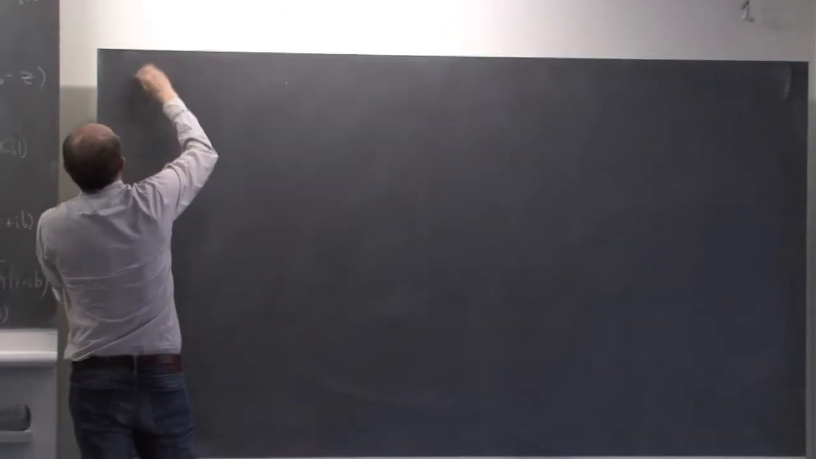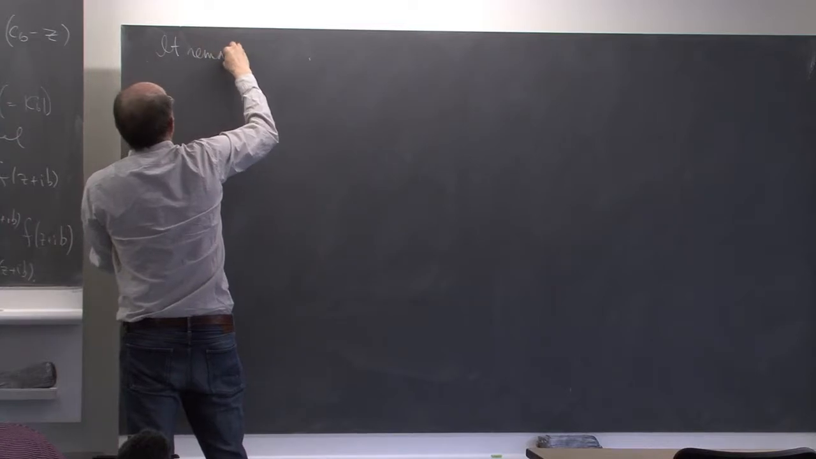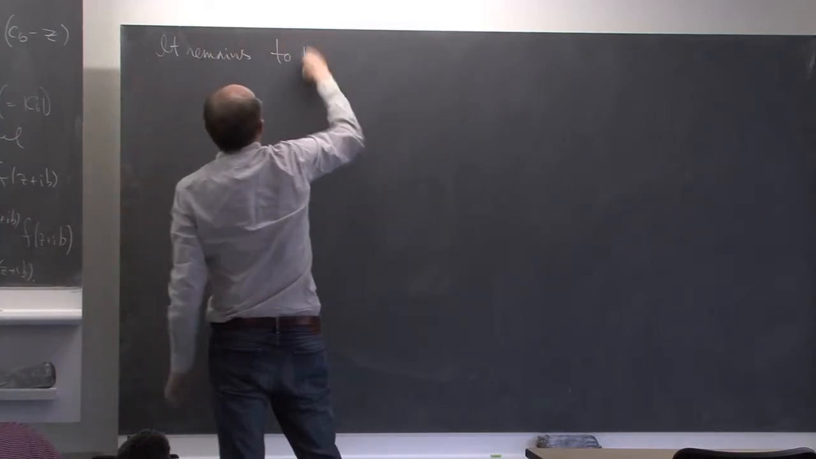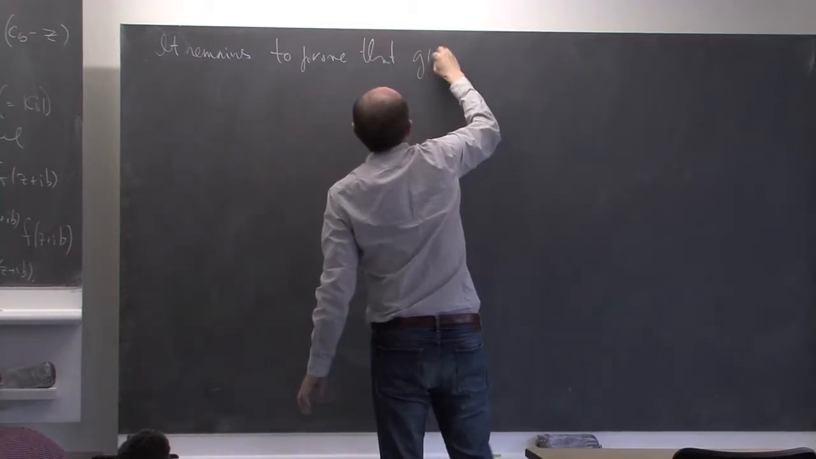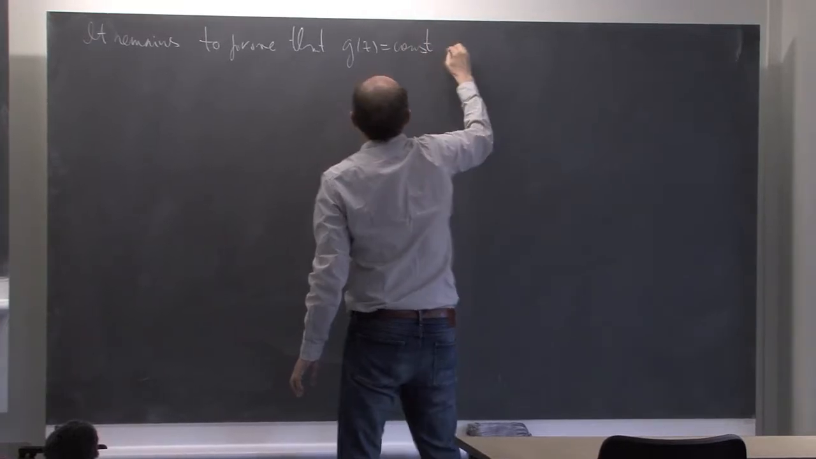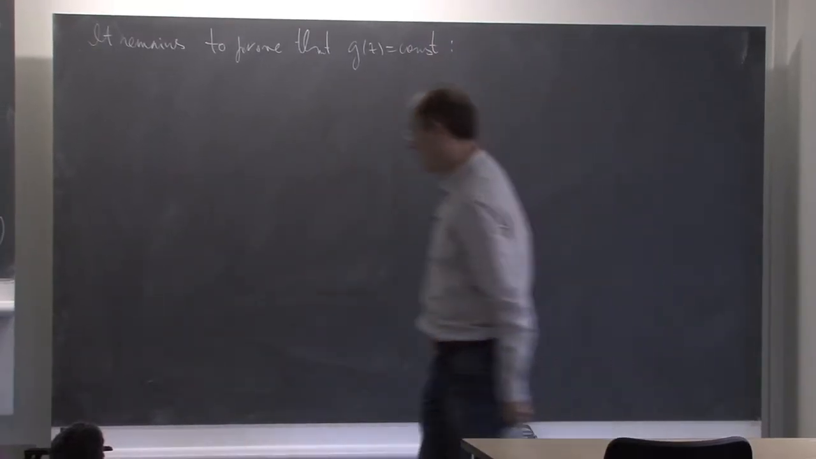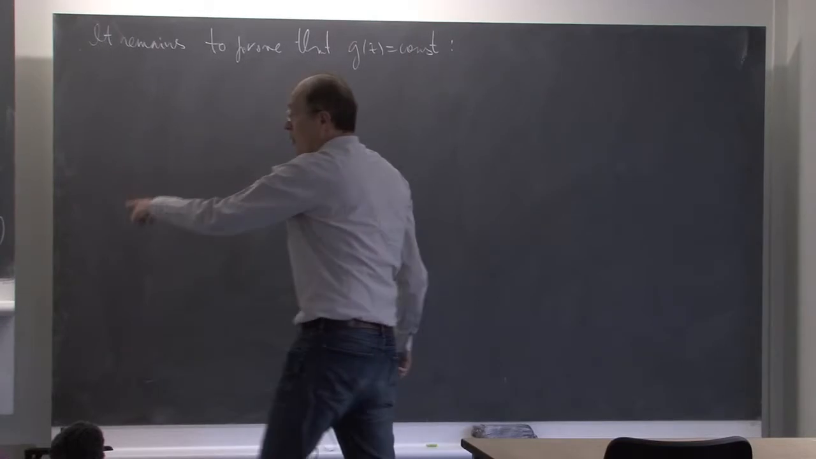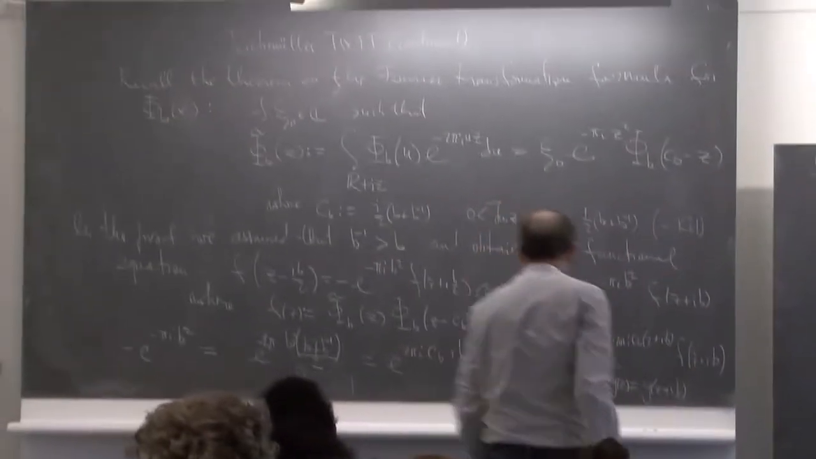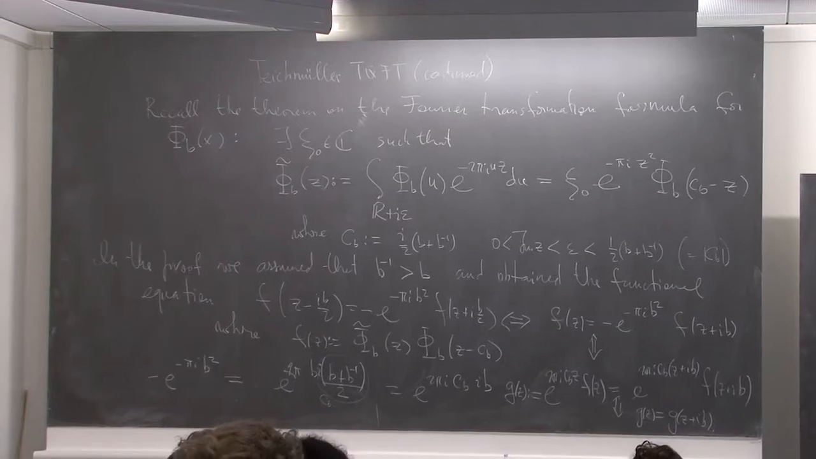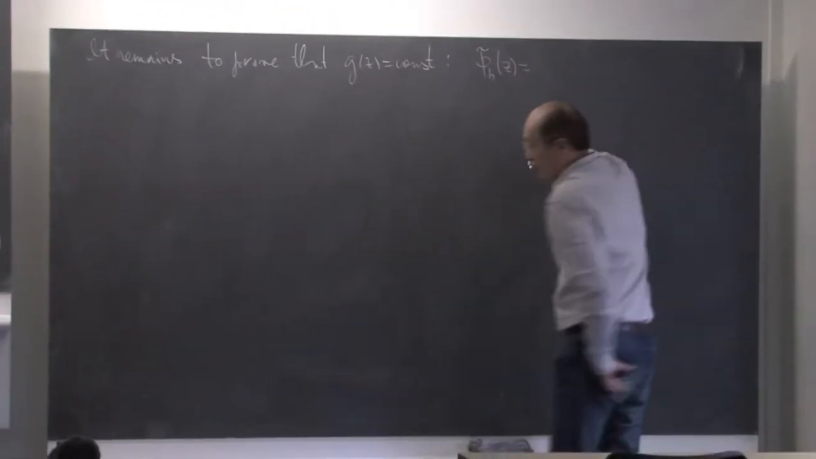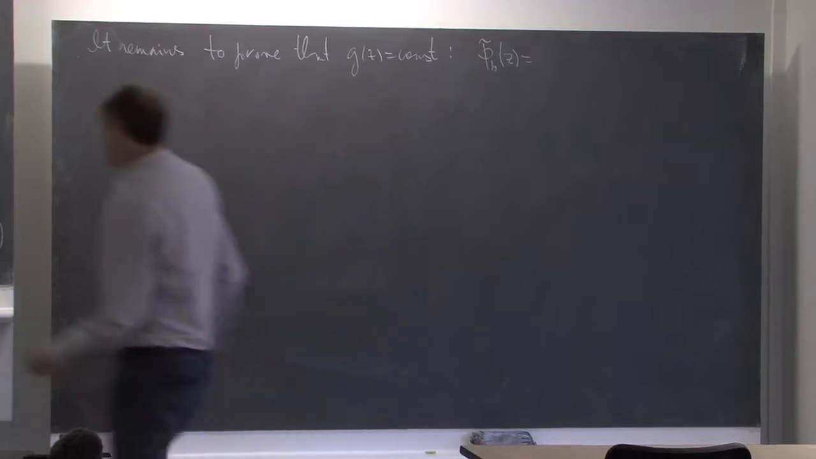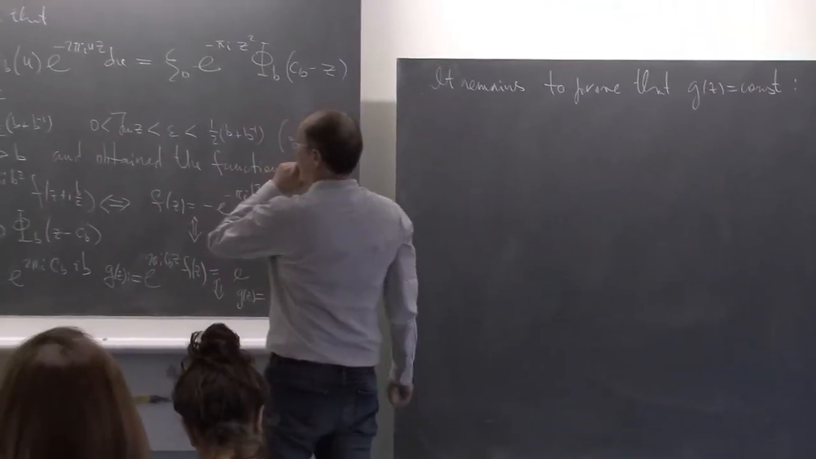So now it remains to prove that g of z is constant. Why? Because if we solve it, now recall our definitions of f and g, what we see that phi b tilde of z. So if we solve it, what is it, from the equation defining f, where was it?